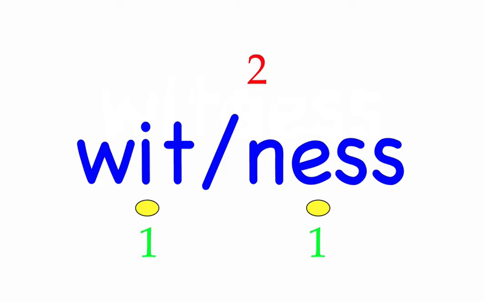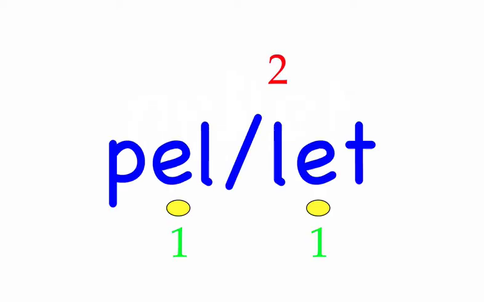Pellet. The boy had a pellet gun. Pel, three sounds. P, e, ul. Let, three sounds. Ul, e, t. Pellet. Mark the word.